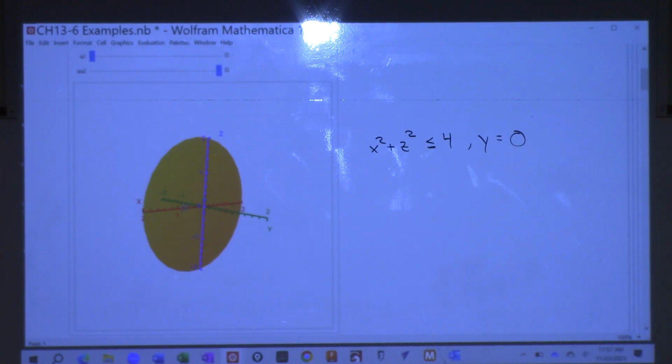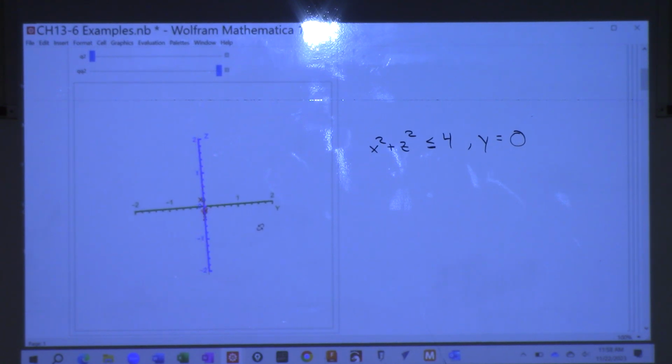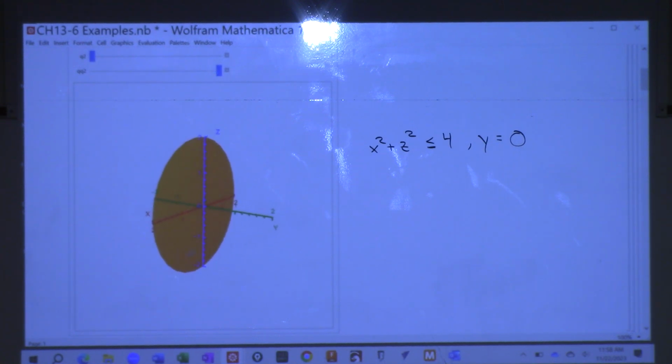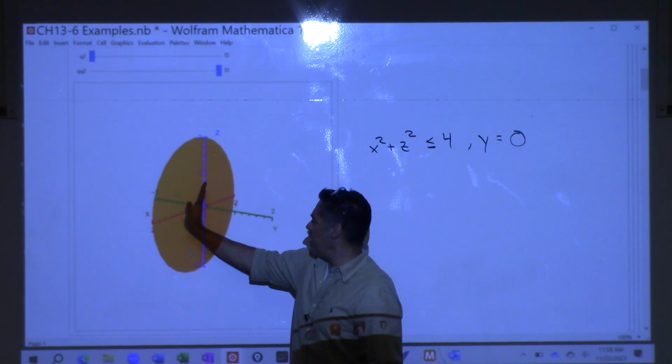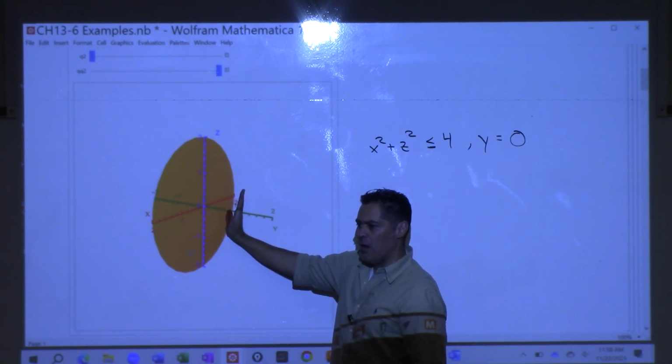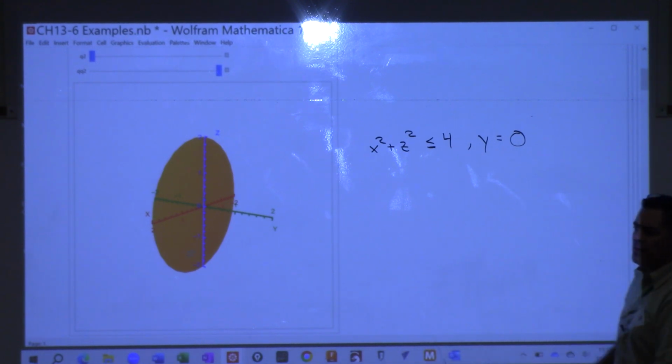Now what about the y being 0? Why is the y being 0 important? Well, because it's on the xz plane, right? If I said y was 1, where would it be? It would be this disk, but it would be moved out 1 on the y, wouldn't it? See that?